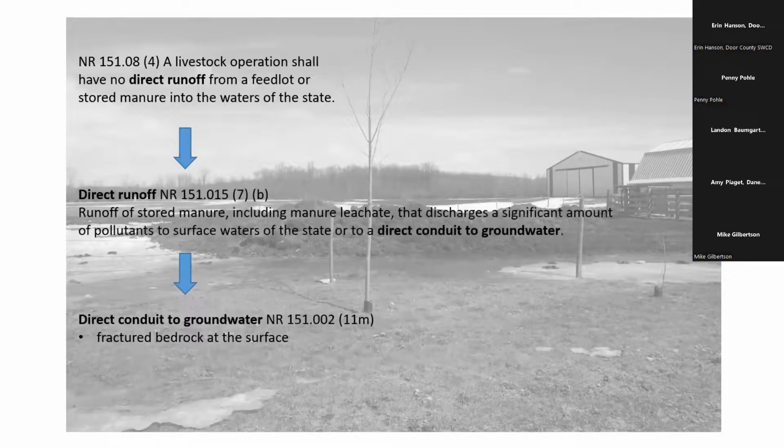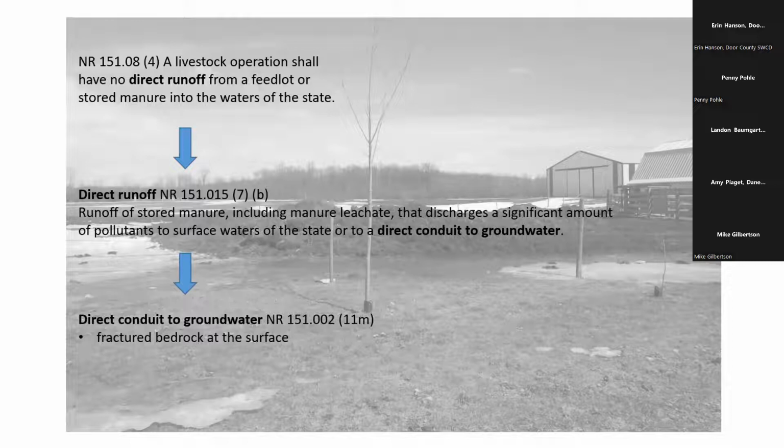and we'll move on to the next one, in which we have a requirement that there be no direct runoff from a feedlot or stored manure into waters of the state. And as Amy pointed out, of course, we have groundwater is waters of the state. We also have a definition for direct runoff that we can refer to. One of the paragraphs in that refers to discharge of a significant amount of pollutants to a direct conduit to groundwater. And we can refer back to our definition of direct conduit to groundwater.